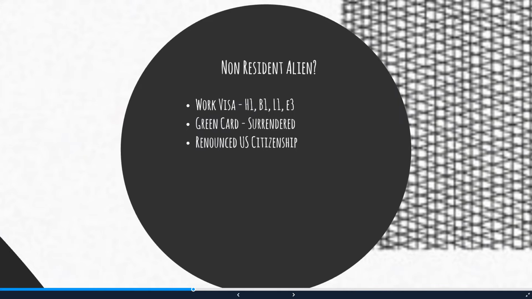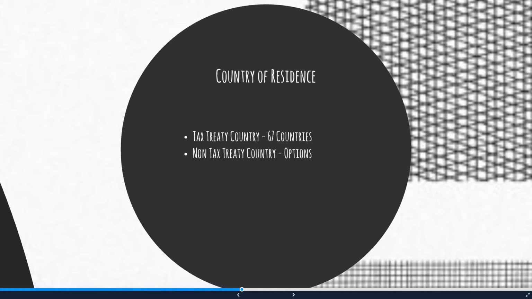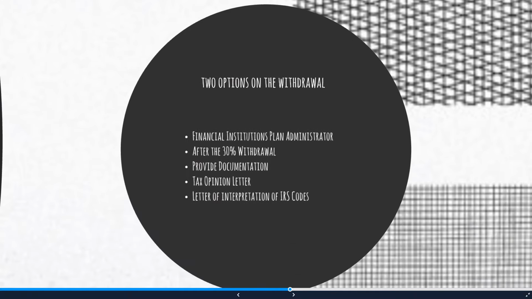Now, a non-resident alien is someone that came here on a work visa, on an H visa or an L visa, or a green card person that surrendered their green card, or a U.S. citizen that renounced their citizenship. Those are non-resident aliens. And then you have to live in a country that has a tax treaty between your foreign country, your home country, and the United States. If you happen to live in a non-tax treaty country, there are some options to reduce the tax liability, but it wouldn't be tax-free.